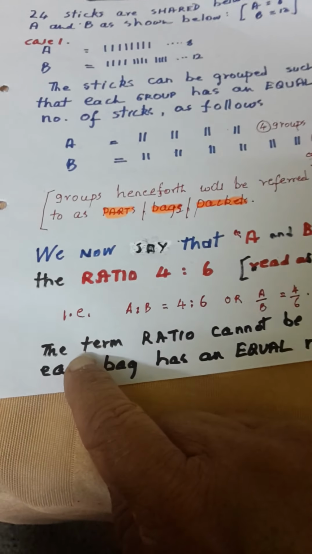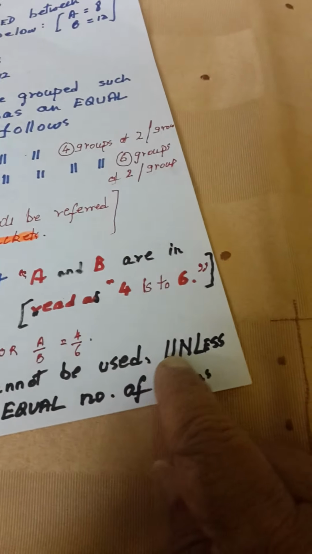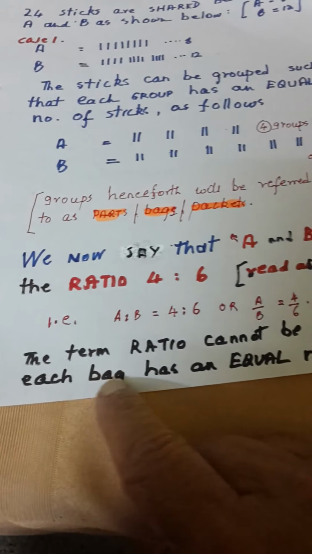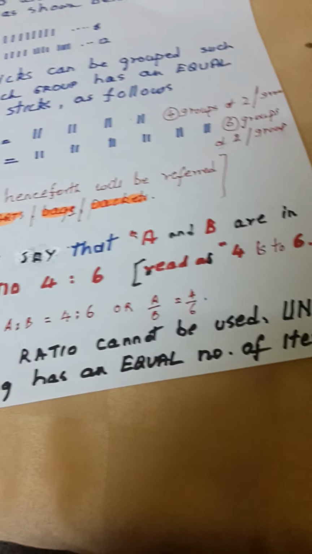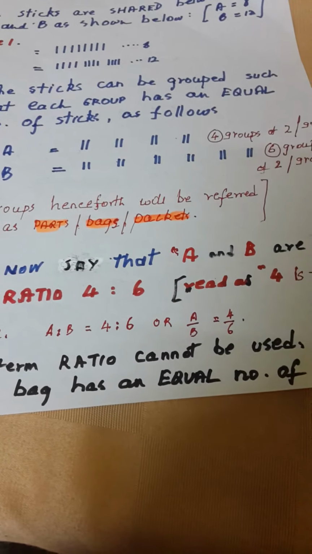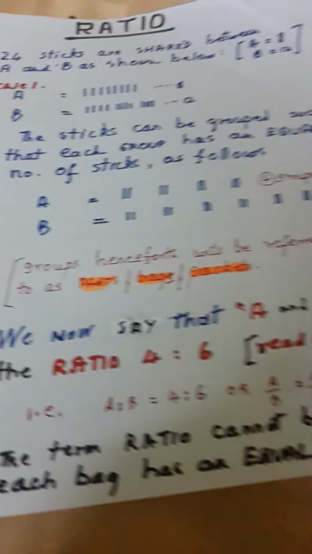This is important. The term ratio cannot be used unless each bag has an equal number of items. So please remember that. In all these groups you saw there was an equal number in each bag. So then and only then can you use ratio.